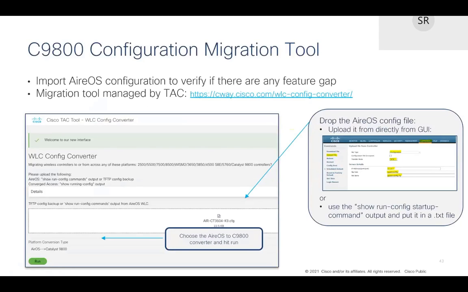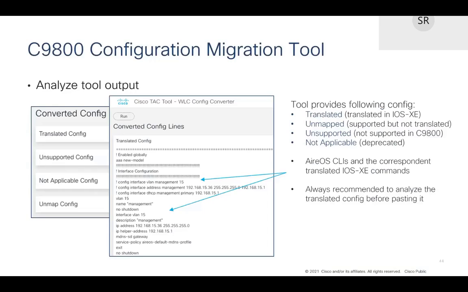So it's not rocket science to figure out the tool. You can just upload the file where it says to upload, choose the converter type, grab that configuration file from the AireOS, choose AireOS to Catalyst 9800, and run the converter. Now, it's important to understand the various fields that the converted output shows: translated output, unmapped output, unsupported, and not applicable.